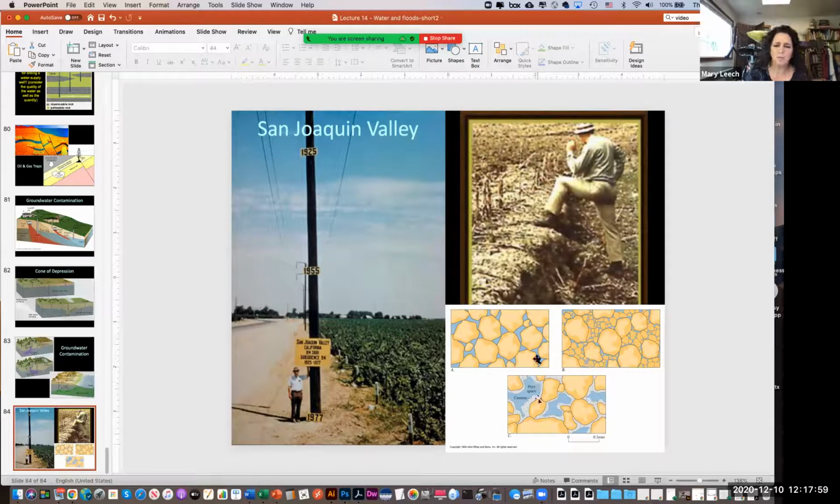Anyway, you can't recover. You might be able to recover a little bit of that pore space by pumping water back in, but you're never going to recover the full amount of pore space to achieve the same elevation for your ground level again. All right, that's it, you guys.